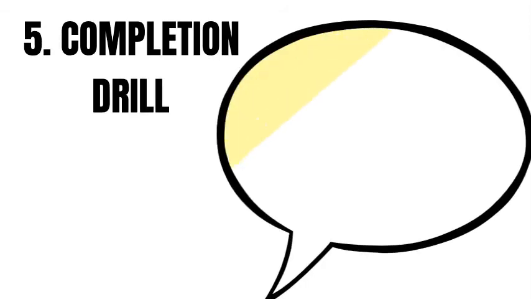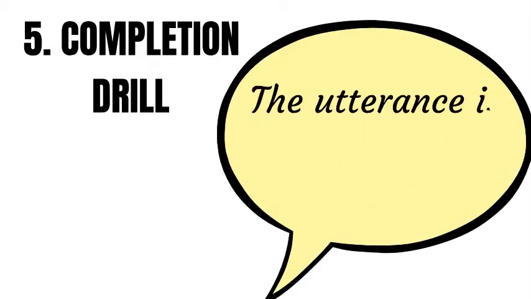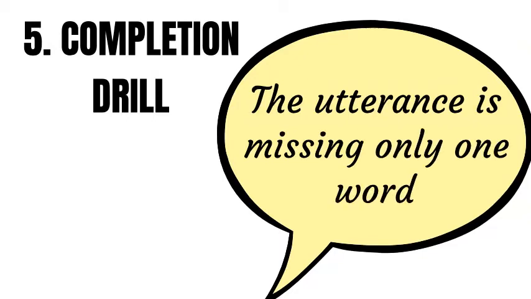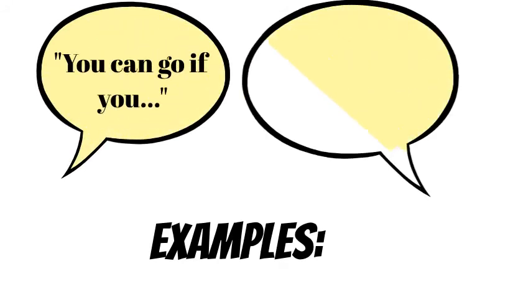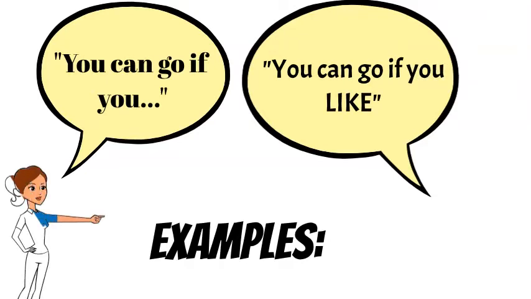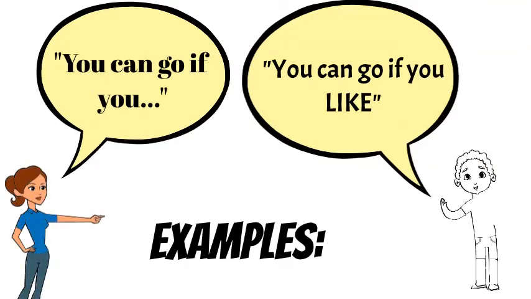Number 5, completion drill. The student completes an utterance that is missing only one word. Then he or she repeats the utterance in completed form. For example, you can go if you like. Or we all have our homework. We all have finished our homework.